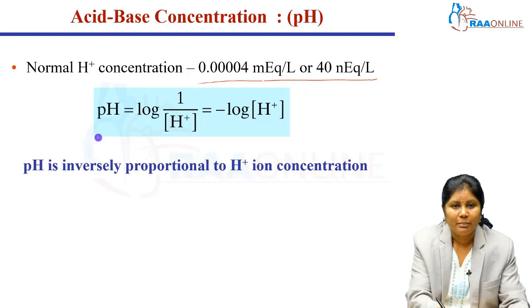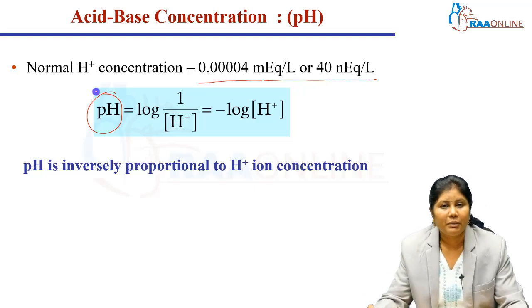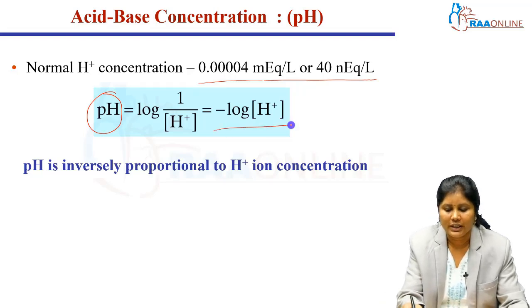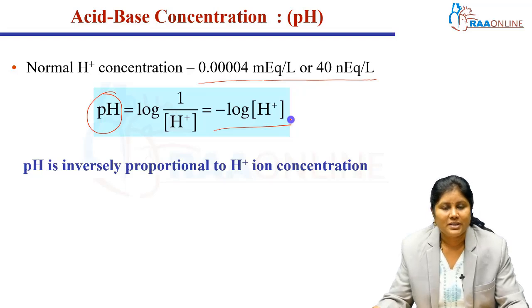or measured by this equation, pH. Okay, pH is the measure of H plus ion concentration in the blood. So what is pH? It is the negative logarithm of H plus ion concentration. Negative logarithm of H plus ion.